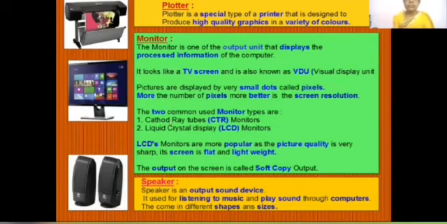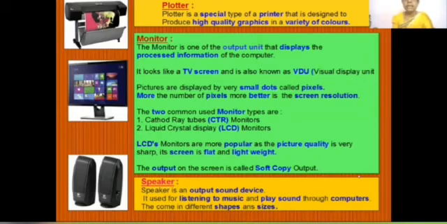Now we have two types of monitor. One monitor is called the cathode ray tube monitor, and the other is called the LCD monitor, that is liquid crystal display monitor. Most of the time now we are using the liquid crystal display monitor, where there's a liquid in the screen, and that's how your picture is displayed very clearly. It gives you all the colors of the picture. So you have two types: CRT, which means cathode ray tubes, and the other one is LCD, which is liquid crystal display.